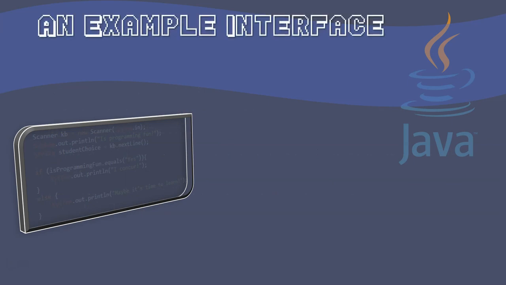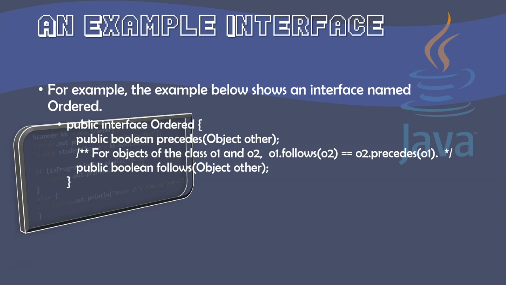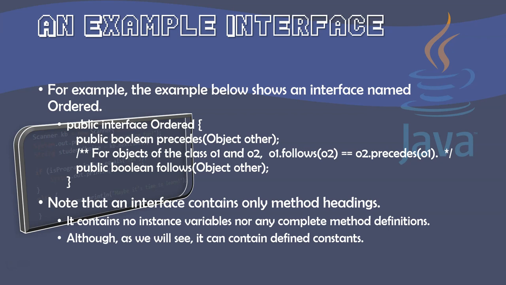So let's look at an example to kind of kick us off. This example below shows an interface named Ordered. We have public interface Ordered, public boolean precedes(Object other), and for all objects of the class o1 and o2, o1.follows(o2) equals o2.precedes(o1). And of course, then we just have a public boolean follows(Object other). You'll notice in here we don't actually have the full set of code. We only see method headings. There's no instance variables, nor complete method definitions.